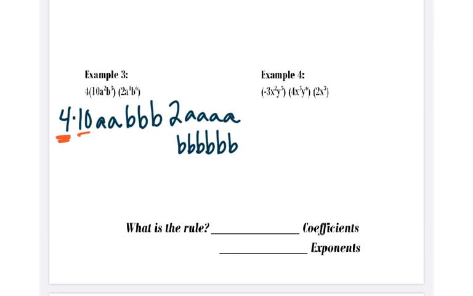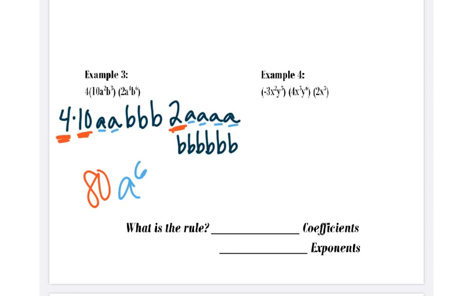So in this one, we have a 4 times 10 times 2. So all of my coefficients will get multiplied together. 4 times 10 is 40, times 2 is 80. So we multiply all of those coefficients, and then we're going to count how many A's we have. 1, 2, 3, 4, 5, 6. A total of 6 A's.